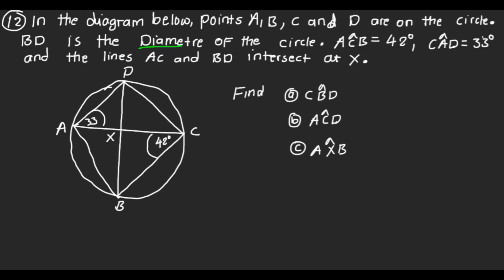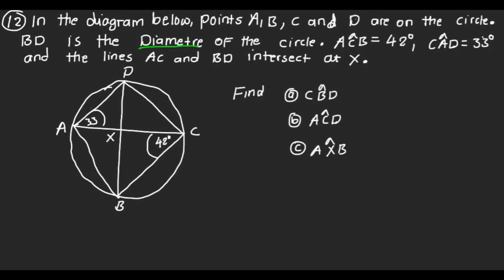Whenever you have a diameter, this means that the circle is divided into two semicircles. So this is our BD. This means that this is our semicircle, and even this is our semicircle. Why do we say that? Because this point will be used to find certain angles. Now let's look at the first question. The first question is we want angle CBD. So this angle is what we want.